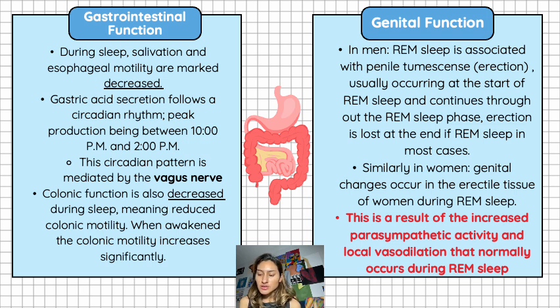Gastric acid secretion follows a circadian rhythm with the peak acid production occurring between 10 p.m. and 2 a.m. This circadian pattern is mediated by the vagus nerve. Colonic function is also decreased during sleep, which in turn results in a reduced colonic motility. When awakened in the morning, the colonic motility increases significantly.